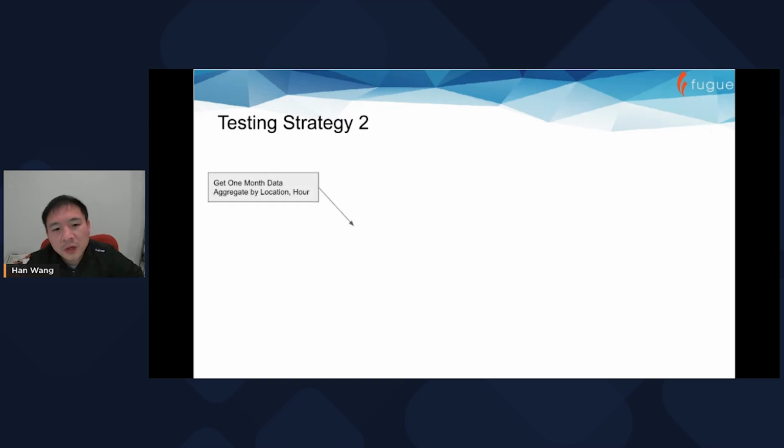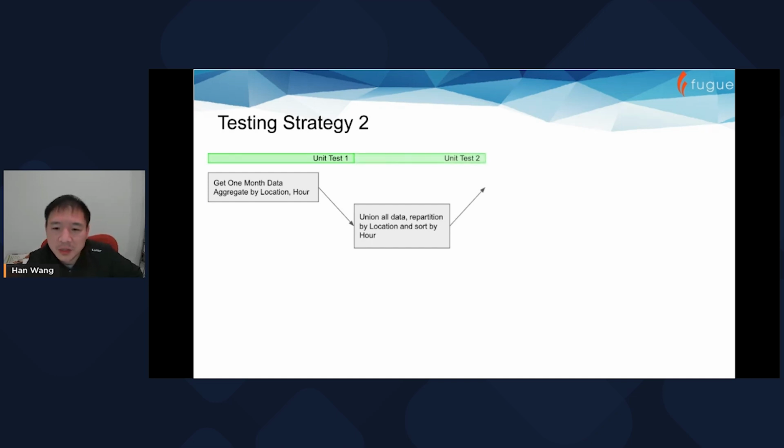So first of all, it is trivial to write the code to get 1 month of data and aggregate by location and hour. Then why not just directly add a unit test to it? Similarly, union all data, repartition, and sort. This operation is also straightforward, and you can also have a unit test on it.